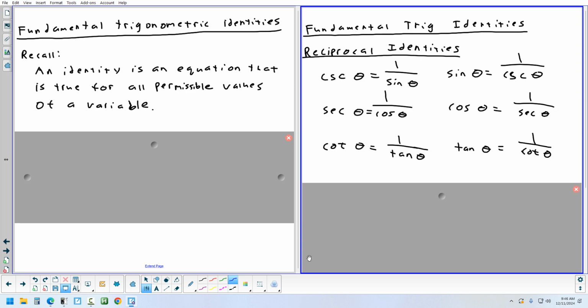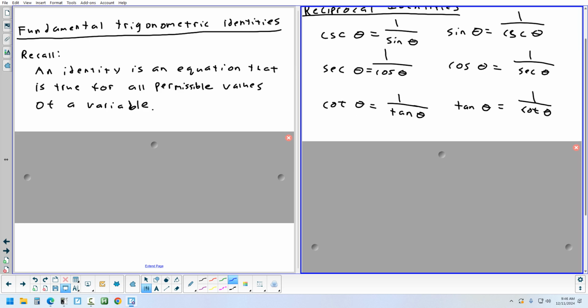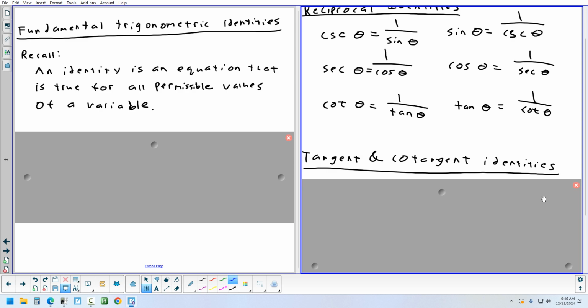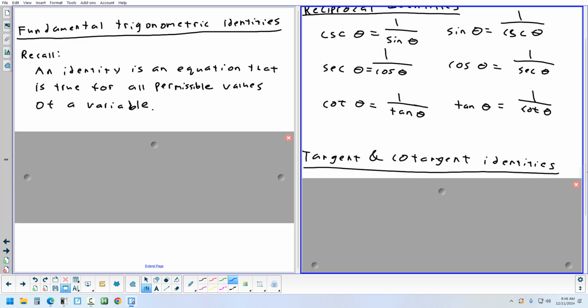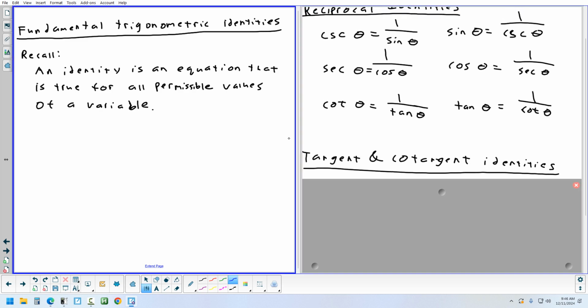So I'm going to finish up by giving you a few more identities. You already have all of those written down. The reciprocal identities, we just wrote those down like 2 slides ago. But there's one more group of identities I want to give you. There's only 2 of them in this group, called the tangent and the cotangent.